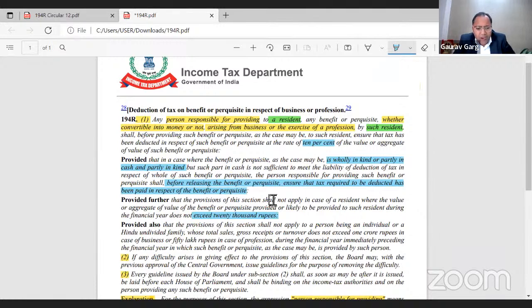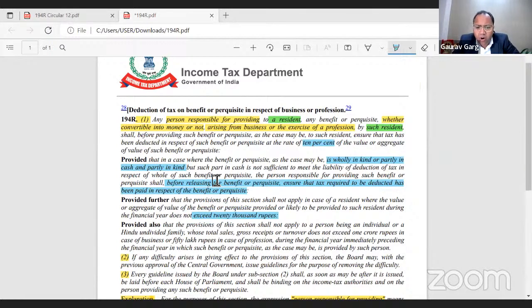benefit or perquisite. So when initially this section came, we were having some confusion about how the proviso will operate. And we do have a question in the circular, I think question number 9, which talks about how to resolve this situation. So we will go to the circular and see how the circular wants us to deal with this proviso when it comes to 194R.